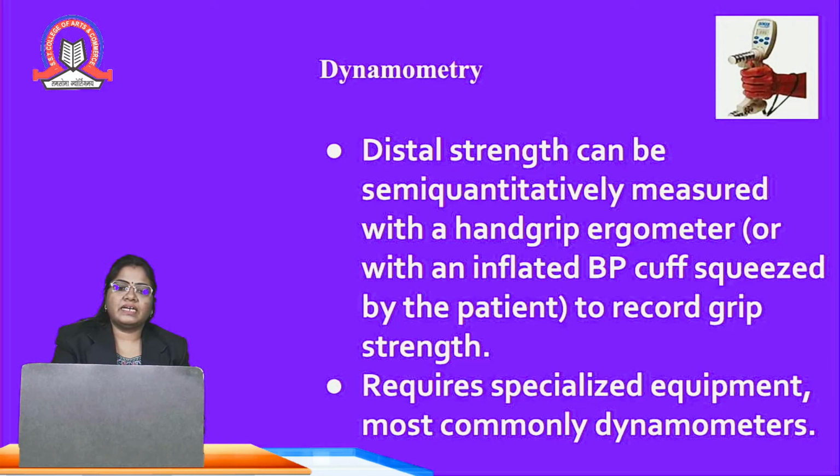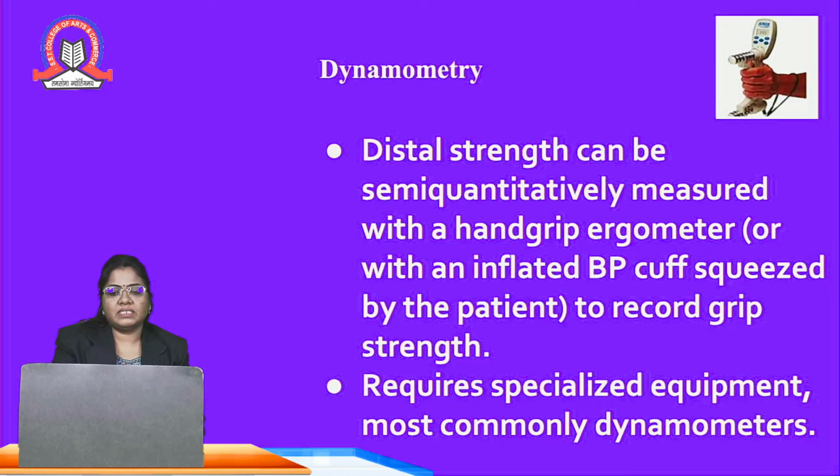In that, dynamometer is one of the instruments. Distal strength can be semi-quantitatively measured with the hand grip ergometer or with an inflated BP cuff squeezed by the patients to record grip strength. This is used to find the grip strength of an individual. It requires specialized equipment, most commonly a dynamometer. To find the grip strength or muscular strength, we need a dynamometer.